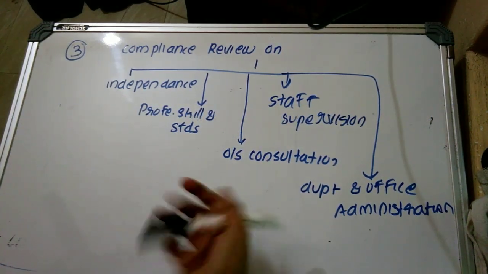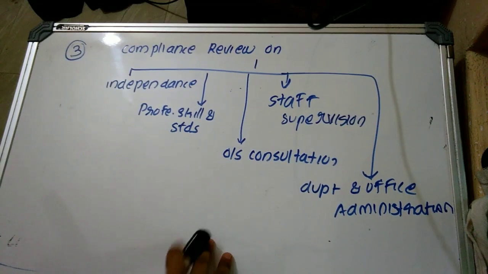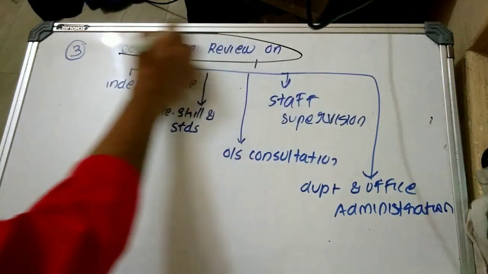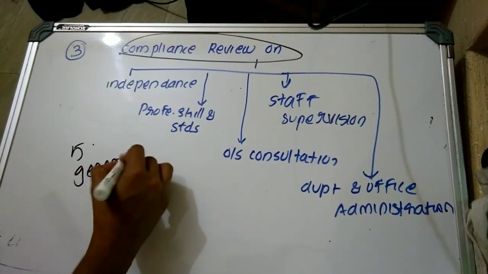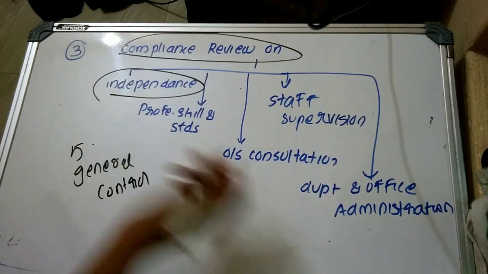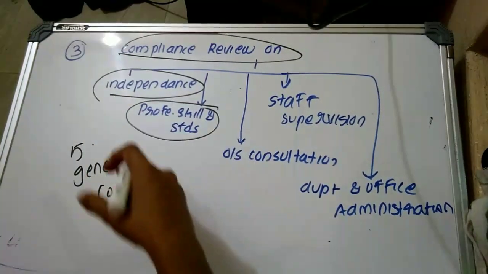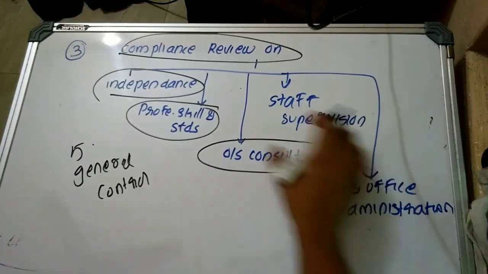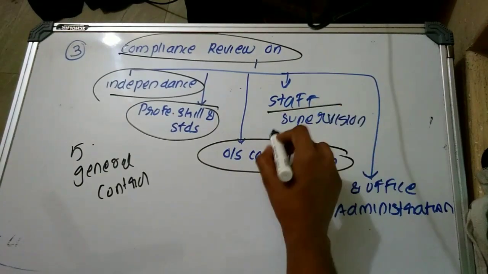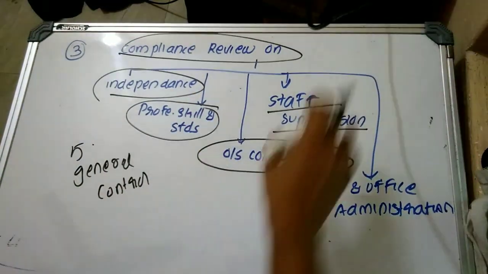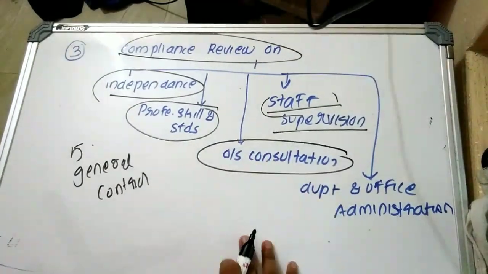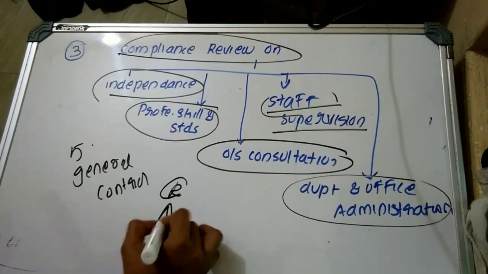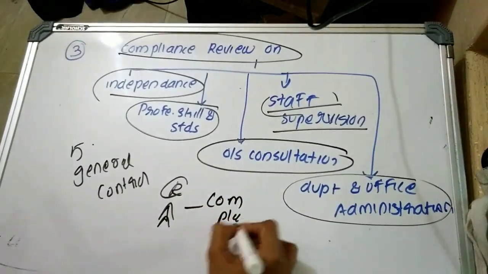So now I am going to explain the areas that he should review so as to assess the independence, that is, whether the practicing unit is maintaining independence. First of all, he should conduct a compliance review on 5 general controls. Which are these 5 general controls? Independence, whether they are maintaining independence. Then professional skills and standards, whether the practicing unit and its members possess the required professional skill as well as standards. Then outside consultation, the matters on which they obtain outside consultation. Staff supervision, whether the practicing unit exercises appropriate supervision on the staff, providing directions and monitoring their work. Development and office administration. So these are the 5 general controls on which the reviewer should exercise compliance review.